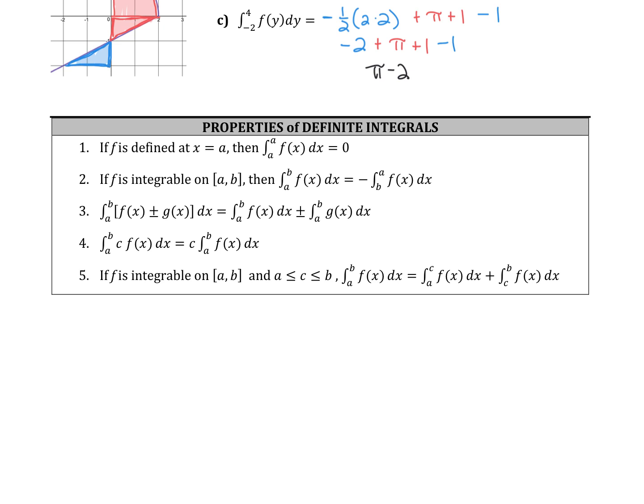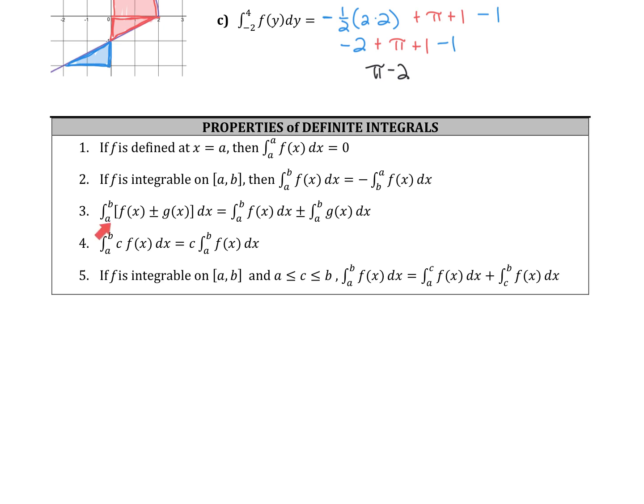Okay, the second one says if f is integrable on the interval from a to b, then the integral from a to b of f of x dx, I actually can rewrite this to say that if I want to switch my bounds from b to a, it will be the negative. So it's going to be the opposite of the area. That's going to become an important feature for us. We're going to use that pretty regularly, actually.